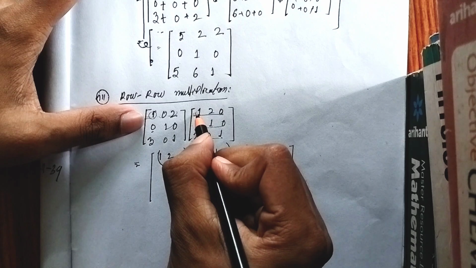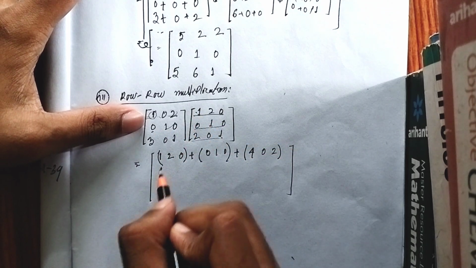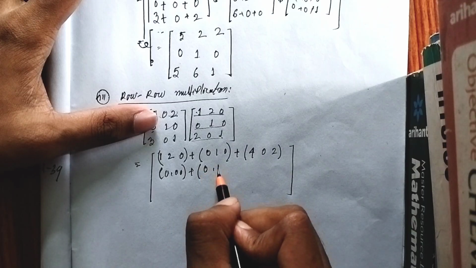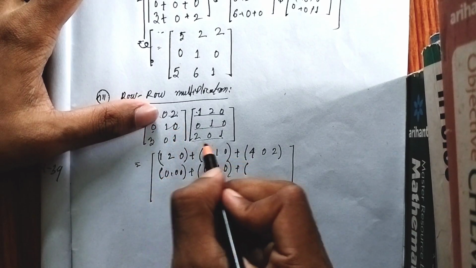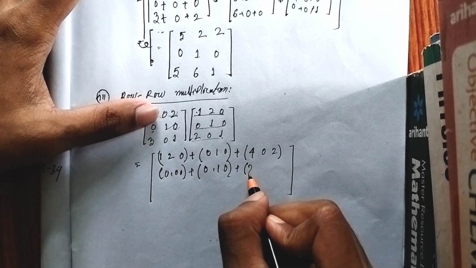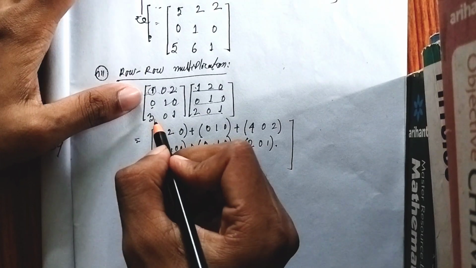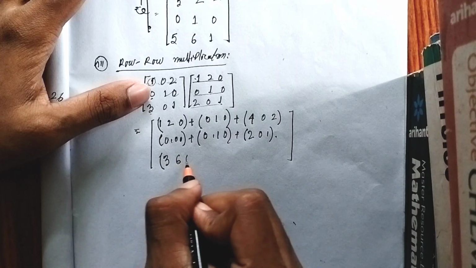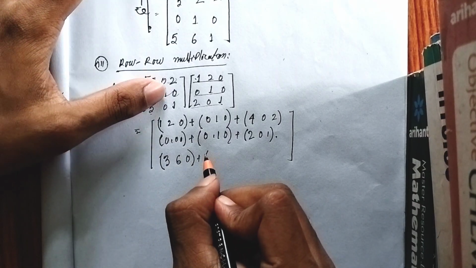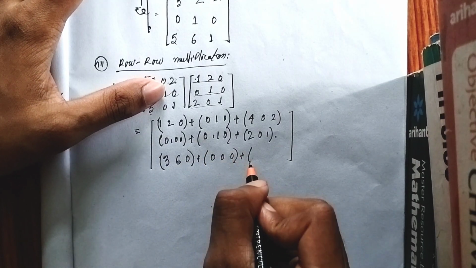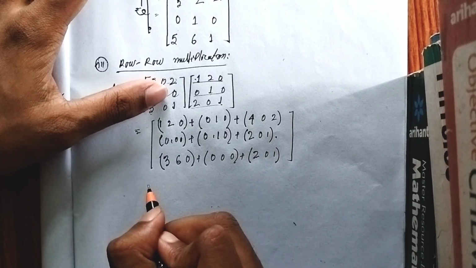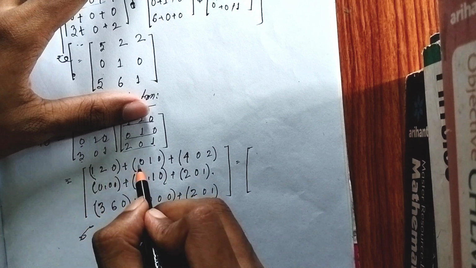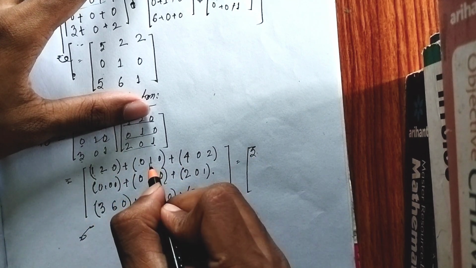Now again, 0 with this row, that means 0 0 0. Okay, 1 with this row, that means 0 1 0. Okay, 0 with this row, 2 0 1. Okay, and 3 with this row, 3 6 0, and 0 0 0 plus 2 0 1. Then ultimately we will end up, just add them, 1 0 4, that means 5.